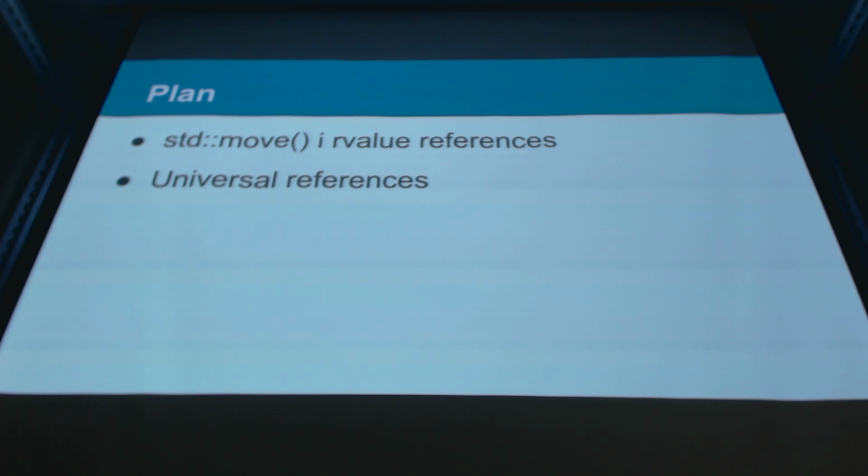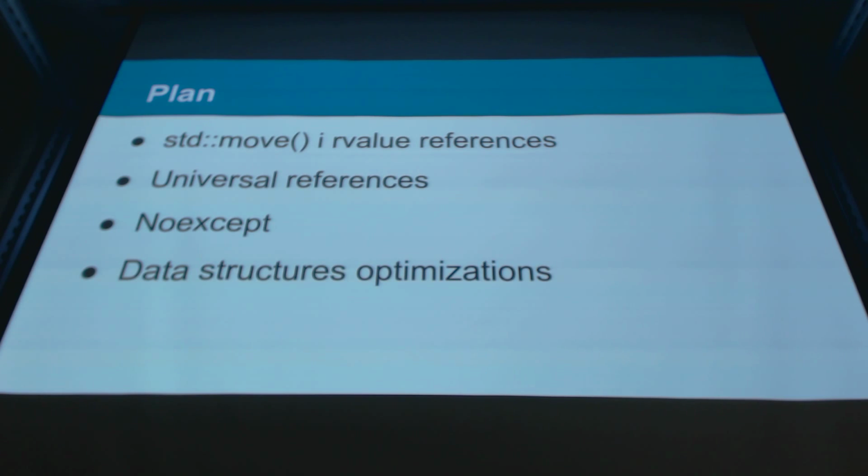So, the plan of the presentation. Firstly, I'm going to talk about std::move and Rvalue references. Then I will cover something called universal references. Then the noexcept keyword, and some cool data structure optimizations.